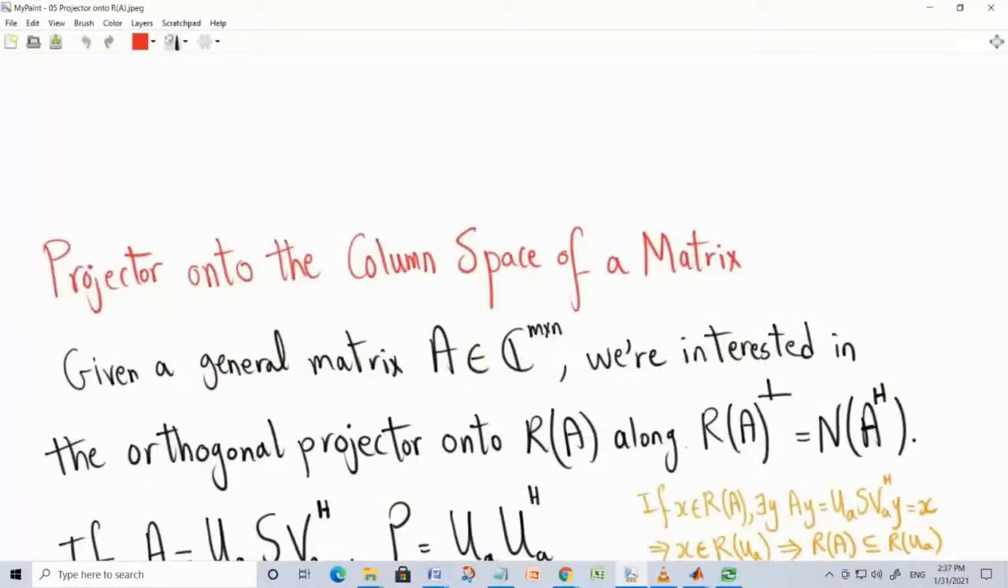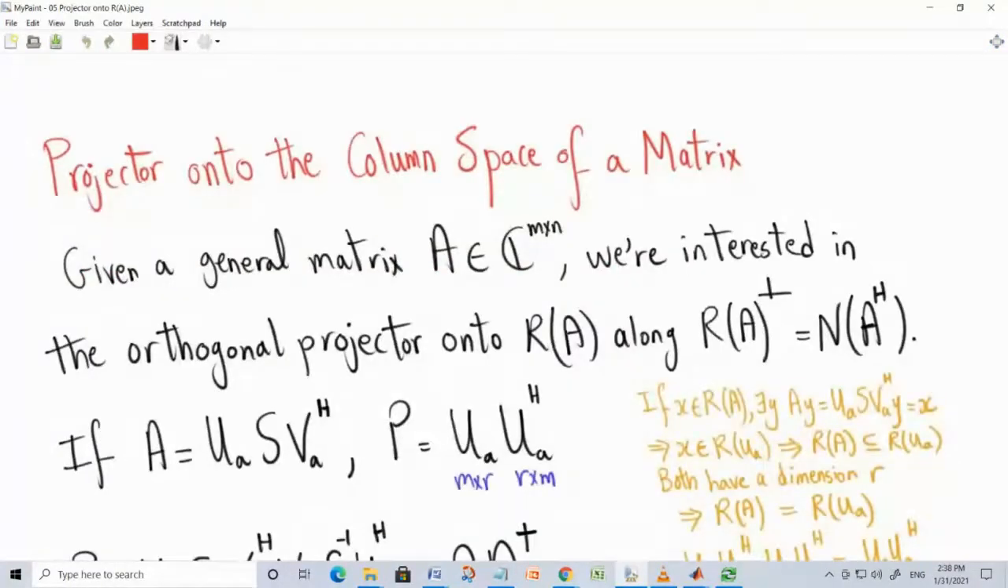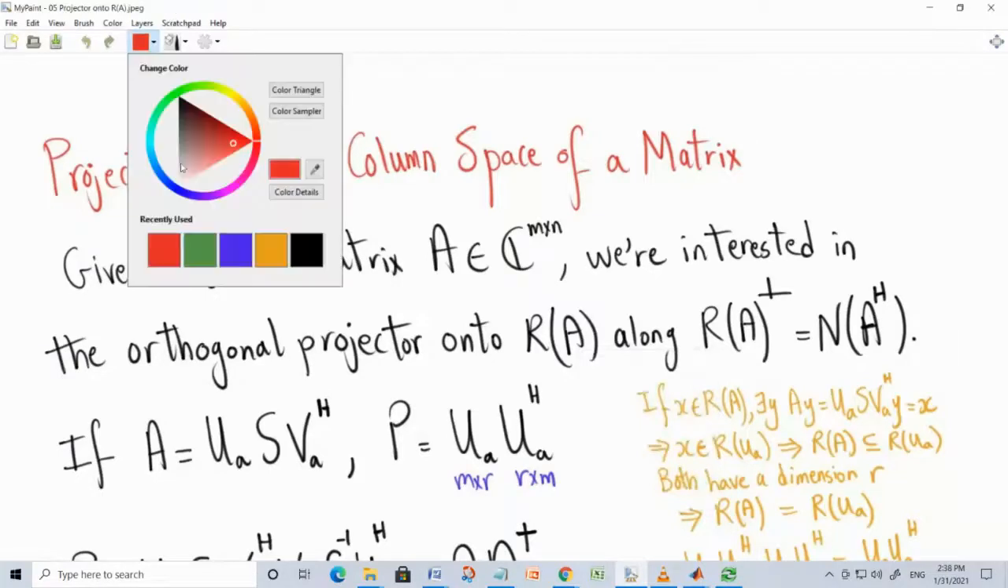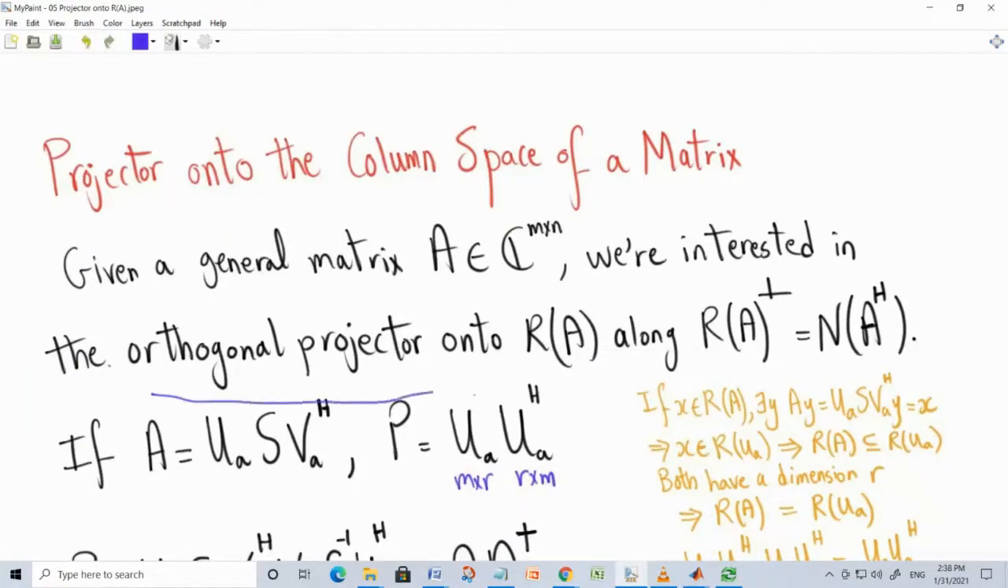In many cases, we want to project onto the column space of a matrix. To project orthogonally, so in many applications, we want the orthogonal projection onto the range of A, the column space of A, along the orthogonal complement of the range of A, which is the null space of A Hermitian.